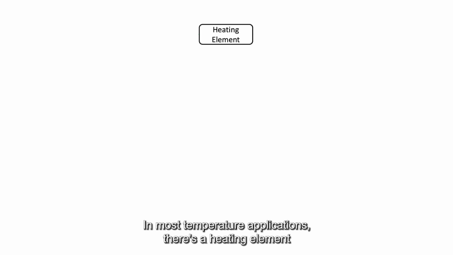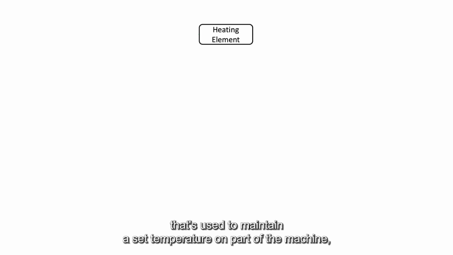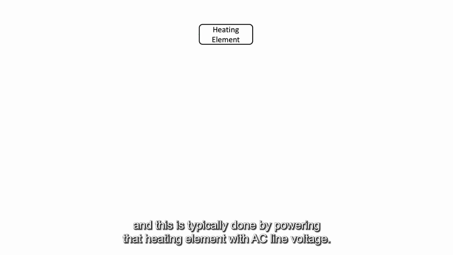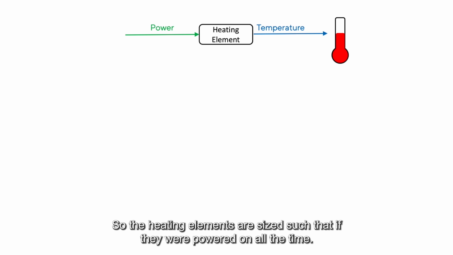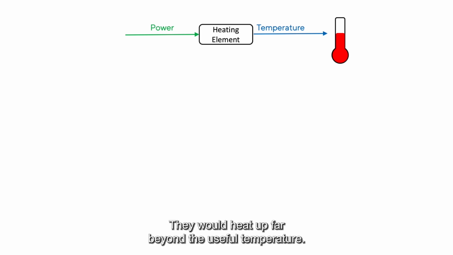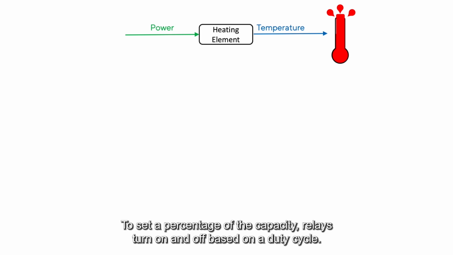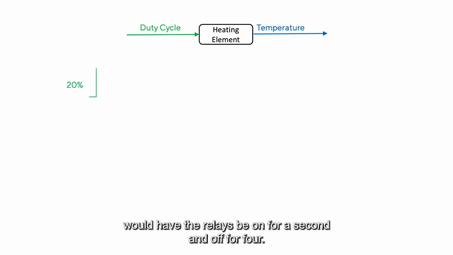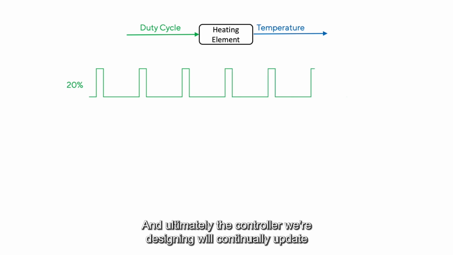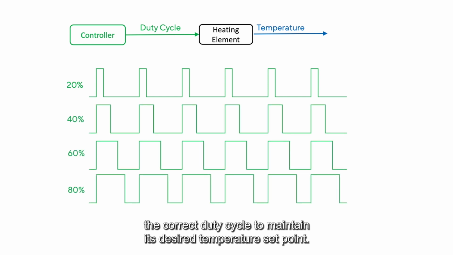In most temperature applications, there's a heating element that's used to maintain a set temperature on part of a machine, and this is typically done by powering that heating element with AC line voltage. It's often a design criterion to reach temperature quickly upon a machine startup, so the heating elements are sized such that if they were powered on all the time, they'd heat up far beyond the useful temperature. To set a percentage of their capacity, relays turn on and off based on a duty cycle. For example, a duty cycle of 20% over 5 seconds would have the relays be on for a second and off for 4. And ultimately, the controller we're designing will continually update the correct duty cycle to maintain its desired temperature set point.